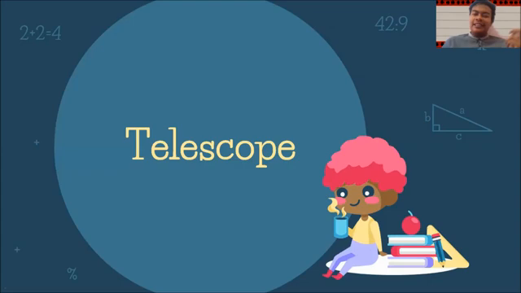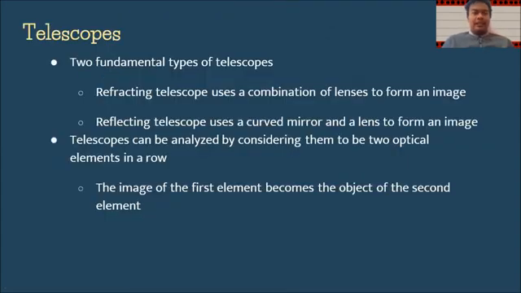We're going to talk about the telescope. There are two fundamental types of telescope: the refracting telescope uses a combination of lenses to form an image, and the reflecting telescope uses a curved mirror and a lens to form an image. A telescope can be analyzed by considering it to be two optical elements in a row. The image of the first element becomes the object of the second element.